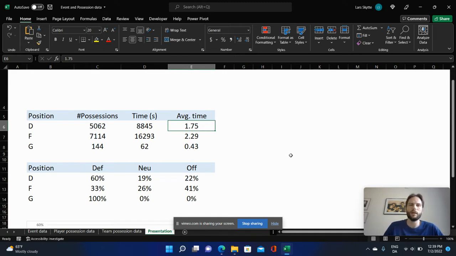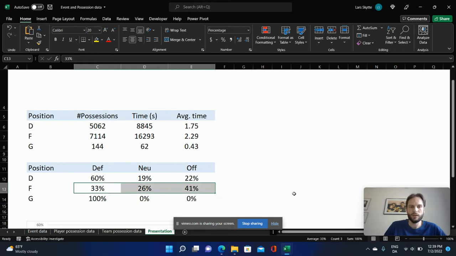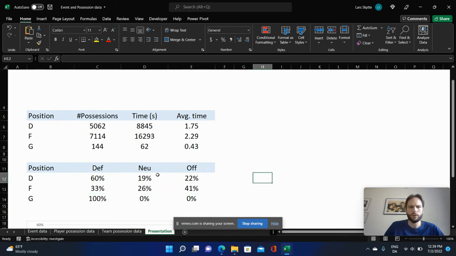I also looked at where the possession starts. You can see here that 60% of defender possessions start in the defensive zone. For forwards, the start positions are much more evenly distributed. I think that makes sense. There's nothing revolutionary about that at all. The one thing that I find interesting is the neutral zone starts, because I would have expected this to be a lower number.